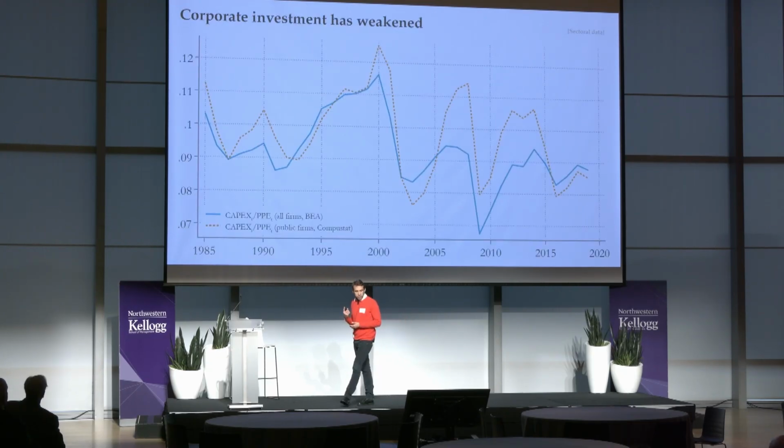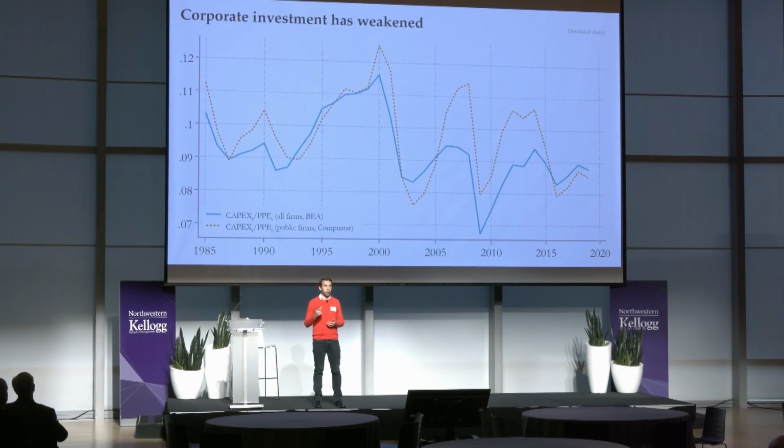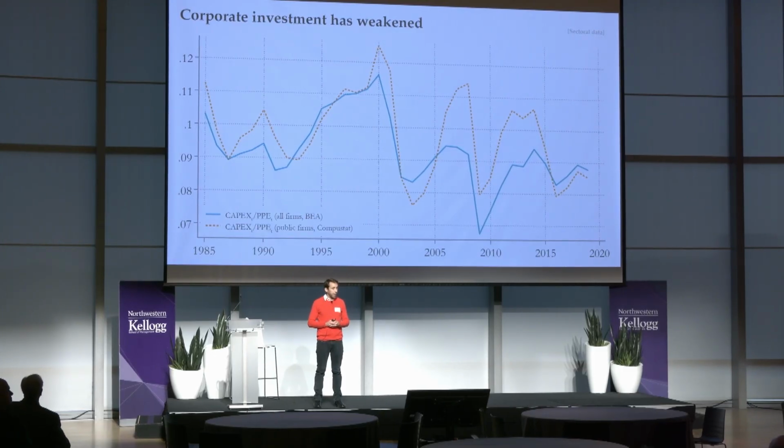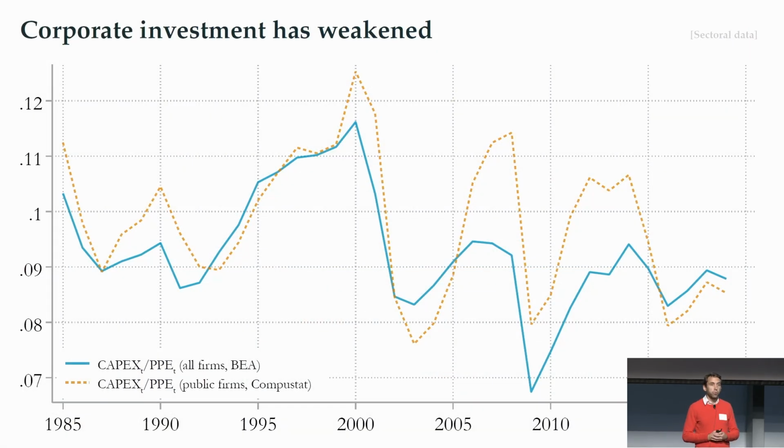So what you're seeing here is 2 different data sources that I'm going to keep coming back to. The solid blue is national accounts data. The dashed orange is essentially taking all public firms' financial statements and aggregating them up. And what I'm computing here is an investment rate, so it's a ratio of capital expenditures to the stock of physical assets. So think structures, machines, equipment. Now, in the 80s, 90s, this ratio was hovering between 9 and 11%. Since the mid-2000s, it's fallen more in the range of 7 to 9%, so about a 2 percentage point drop.